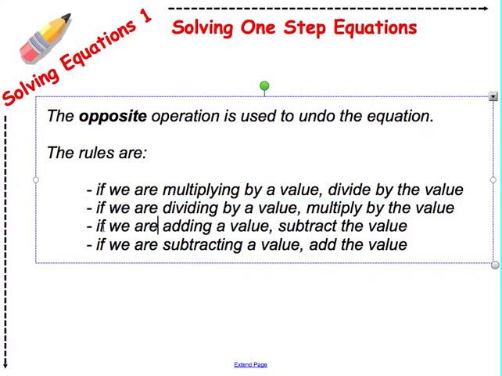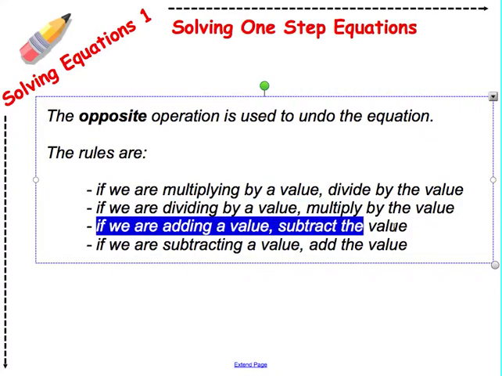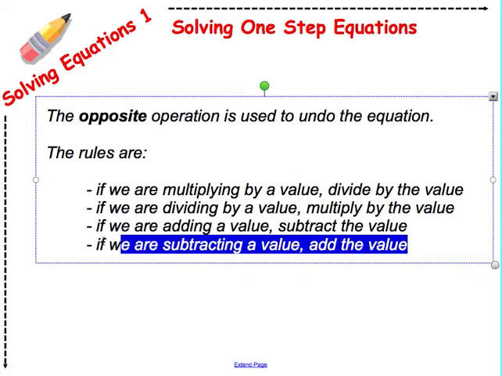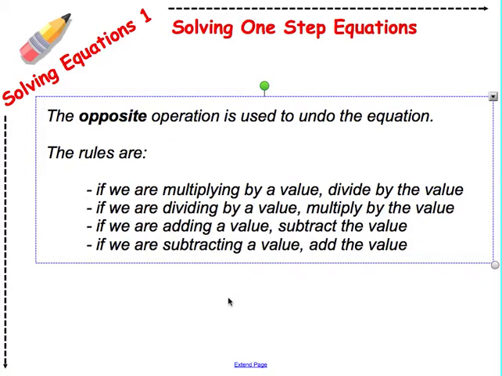We do the same for adding and subtracting. They're opposites of each other. If you're adding a value, subtract the value. If we're subtracting a value, add the value. Let's take a quick look at a couple of examples to help us through this.